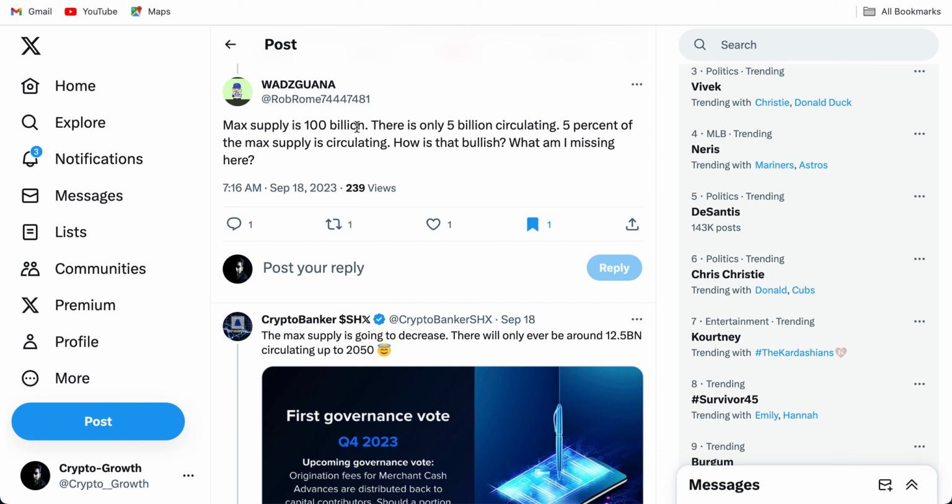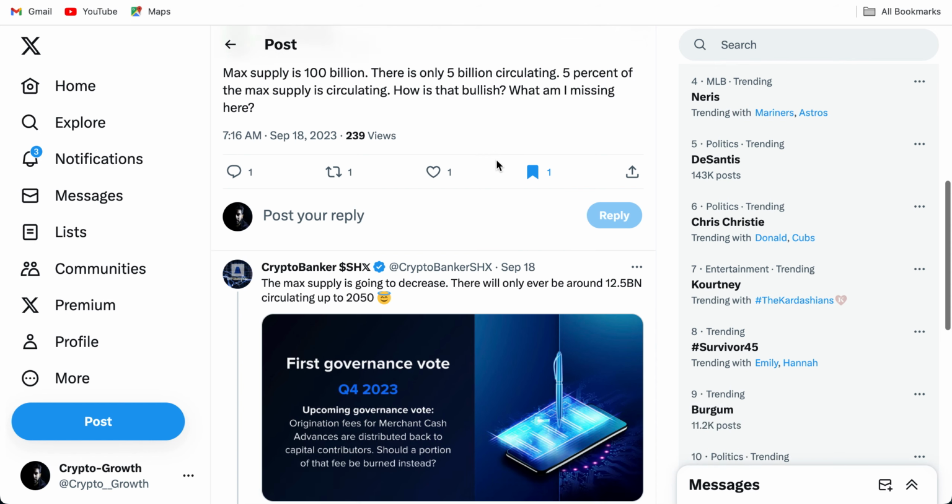Max supply is 100 billion. There is only 5 billion circulating. 5% of the max supply is circulating. How is that bullish? What am I missing here?